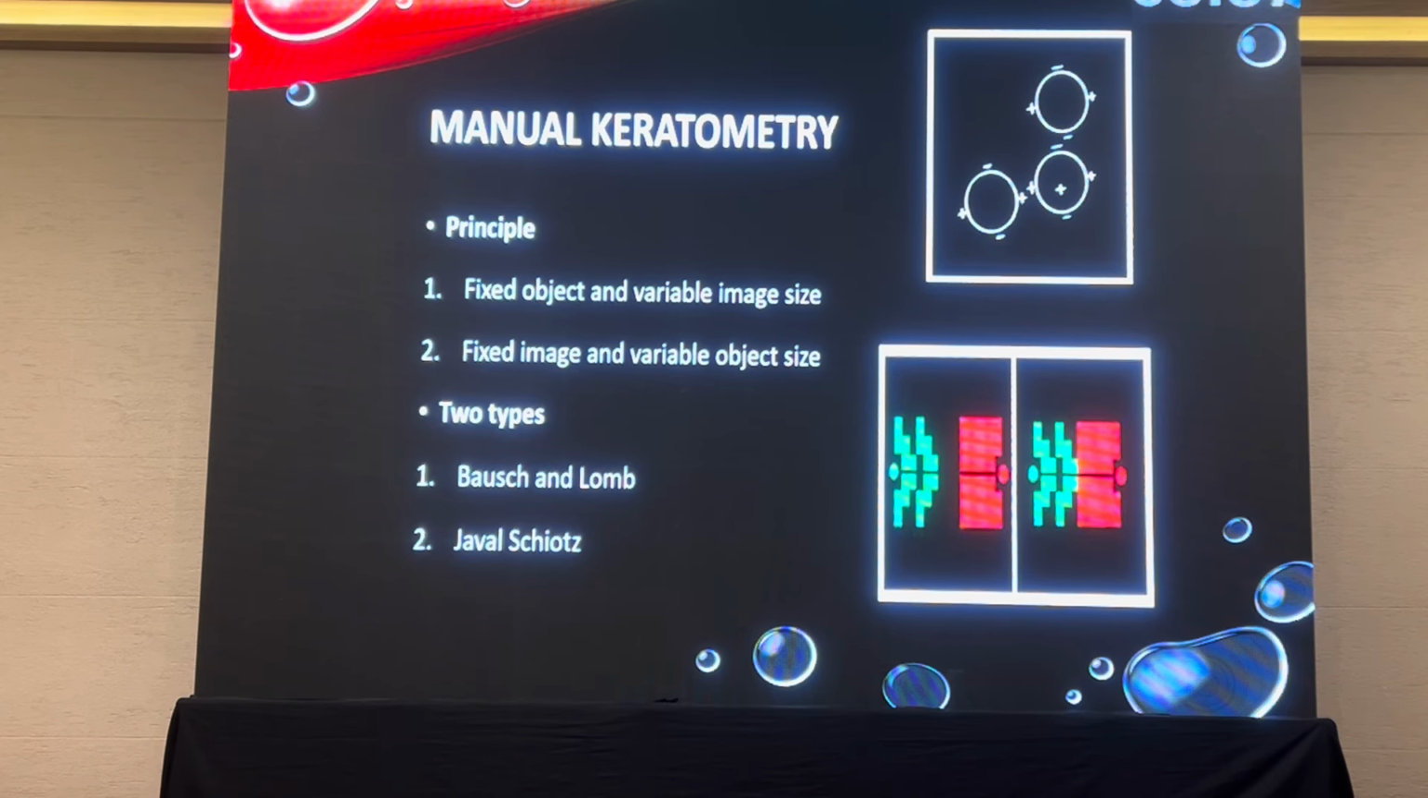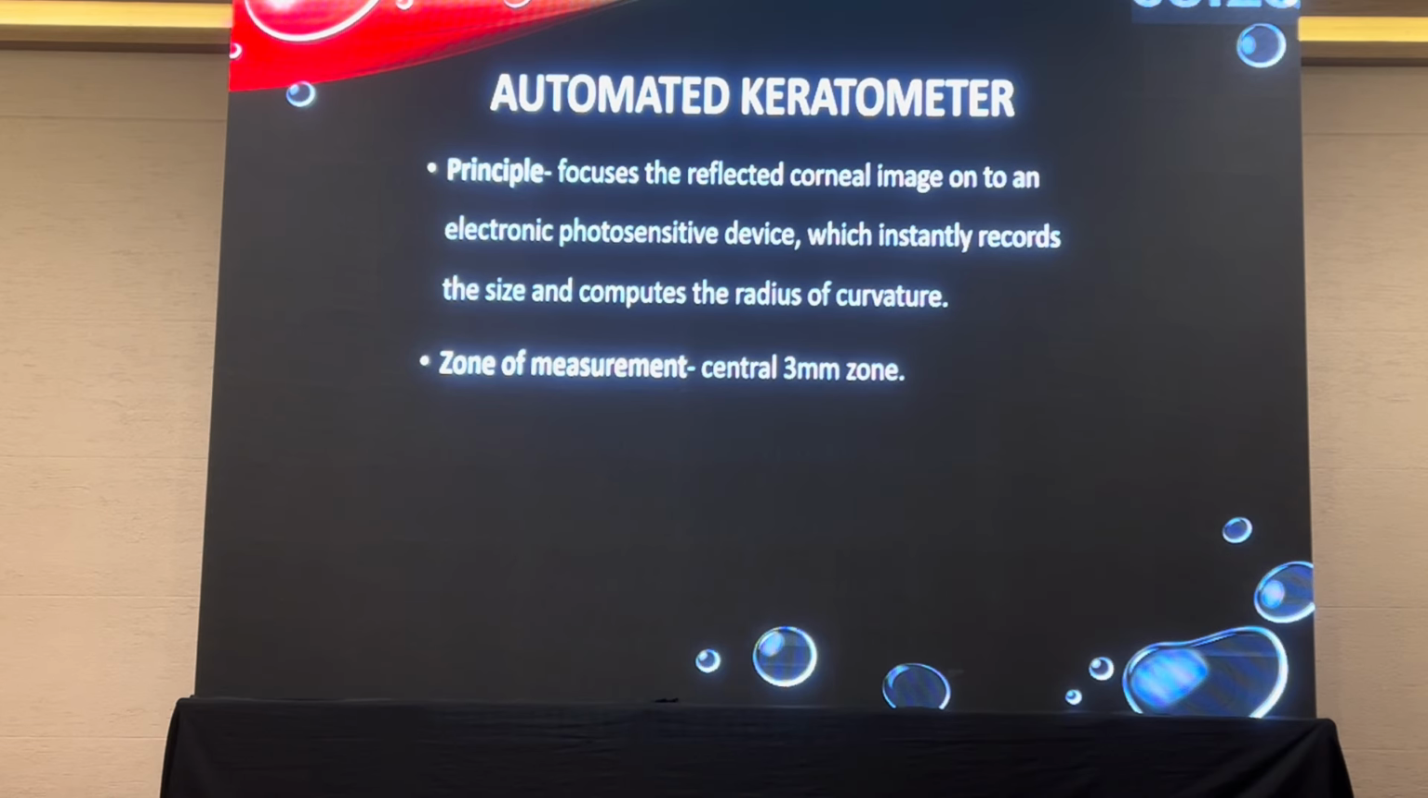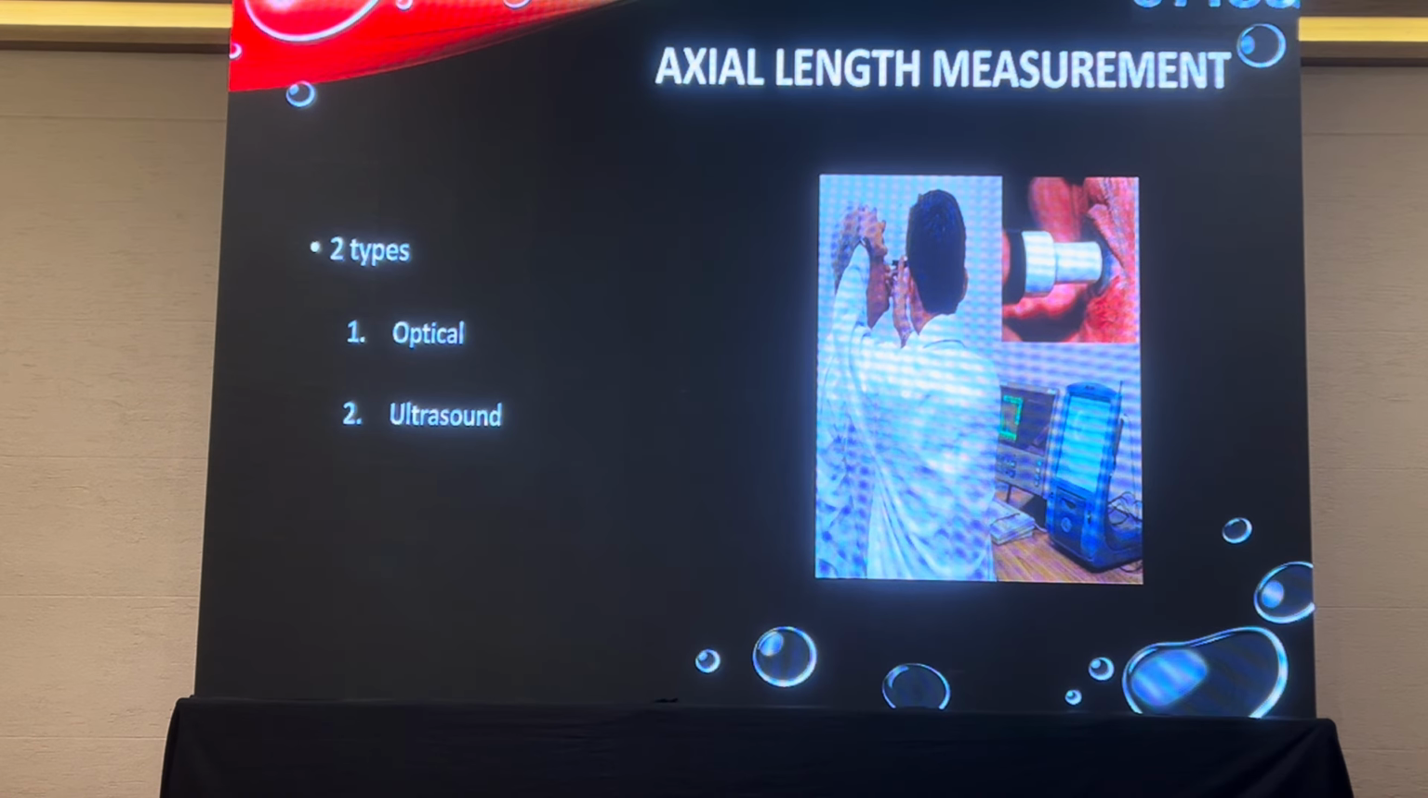Manual keratometry, we've all done this. Basically, you align the mires, the plus and the minus signs, and then you get the correct reading. We usually use the Bausch and Lomb machine, which is cheap but still accurate, and we still fall back on it. Automated keratometry, like I said, can be in an autorefractive keratometer, or in one of these optical biometers. Here the image is captured by a photosensitive device, and it is fast and reasonably accurate, and the zone of measurement is the central 3 mm zone. Coming to the axial length measurement, it can be optical or ultrasound based.